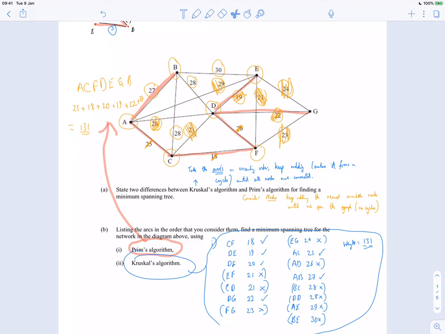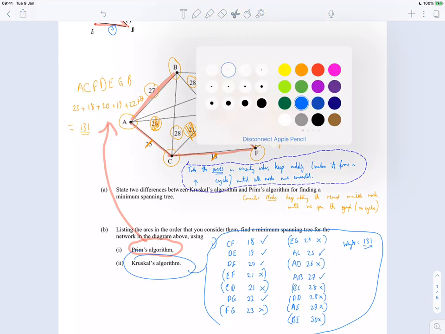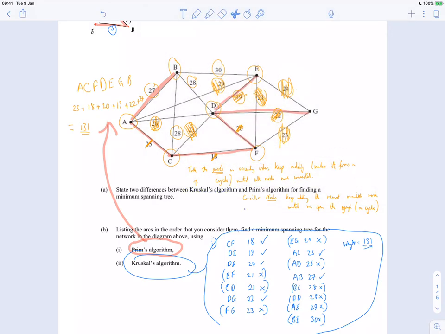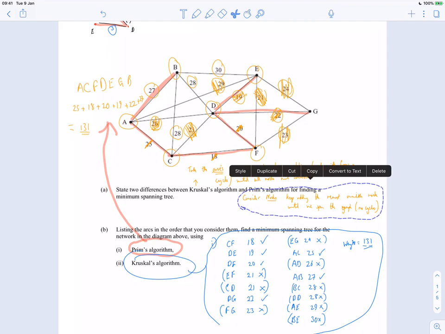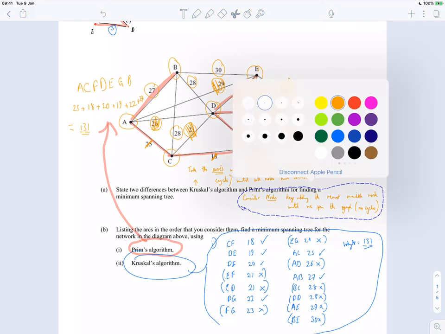Okay, so to not make that any more confusing than it actually is, let's just change the definition for Kruskal's to be the thing in orange. Let's turn this into blue.